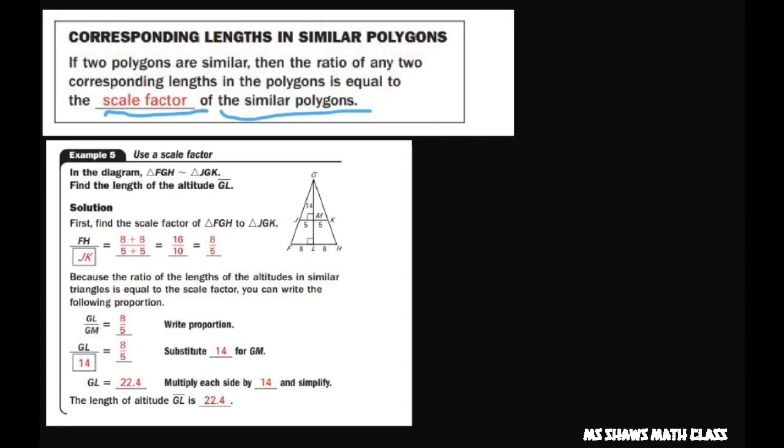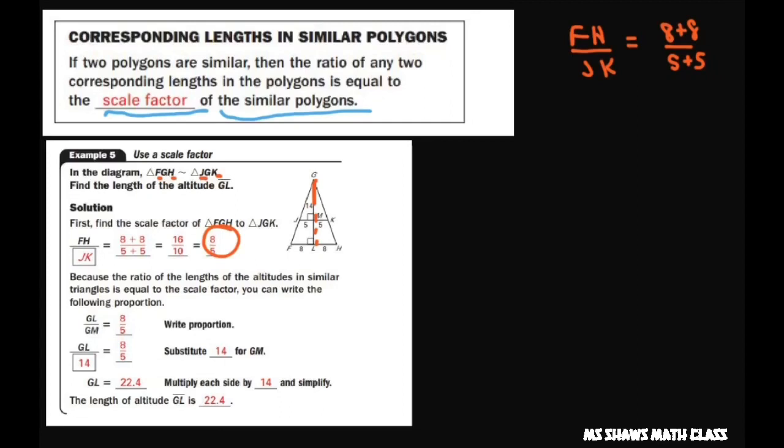So basically, we have two similar triangles here. Find the length of the altitude, which is JL or GL, this one right here. So first of all, we have to find the scale factor. So what I want to do is look at FH, and that goes with JK. So FH goes with JK. And they just merely added up the numbers, so that's 8 plus 8 divided by 5 plus 5. And when you do all that, you get 8 over 5. So that's the scale factor.